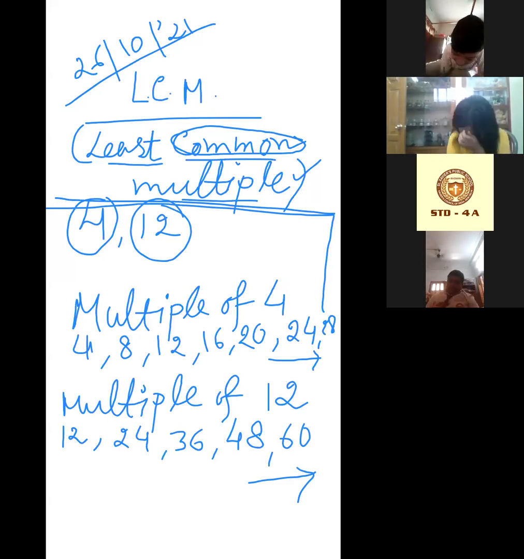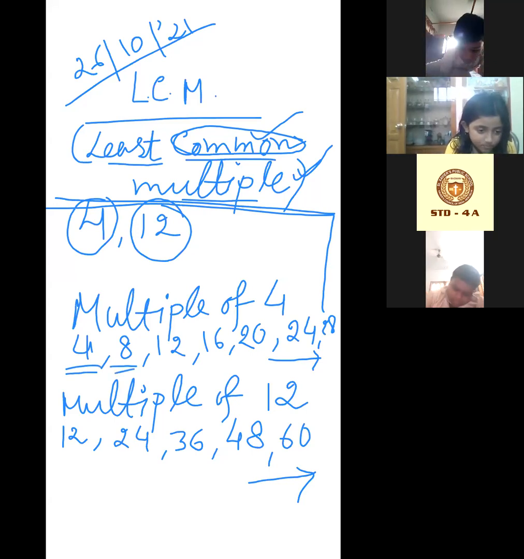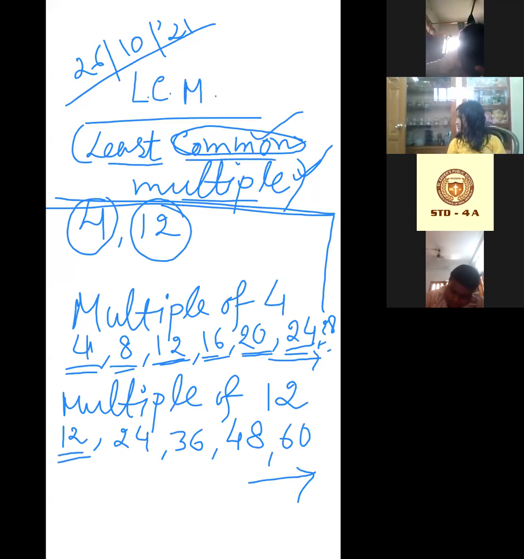Now look at this, least common multiple. At first, we have to find out the common multiple. Look at this, which is the common multiple? Here is 4, 8, 12, 16, 20, 24, 28, and it is going on. Here look, 12, 24, 36.